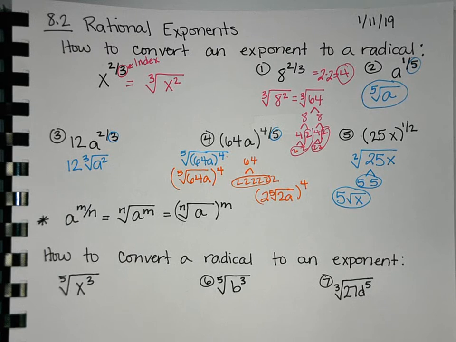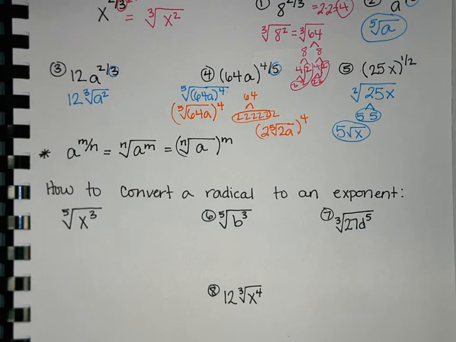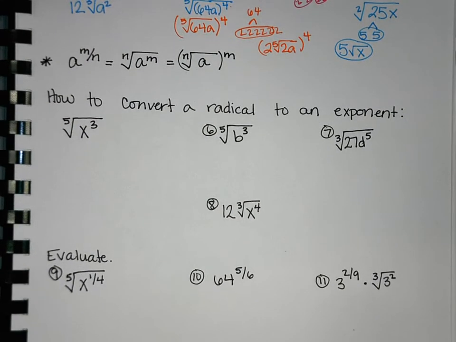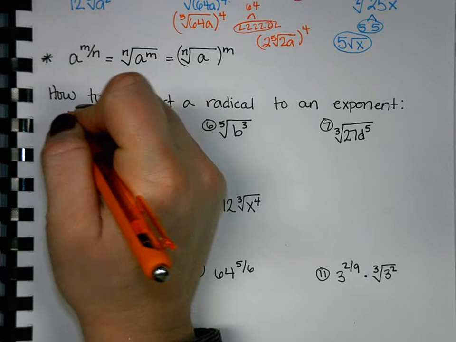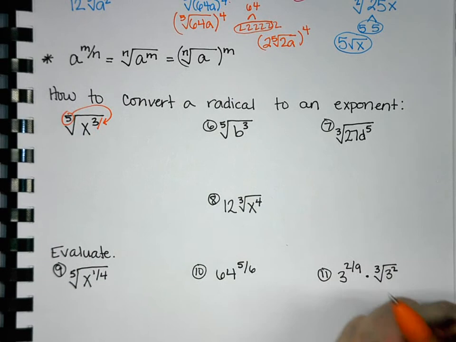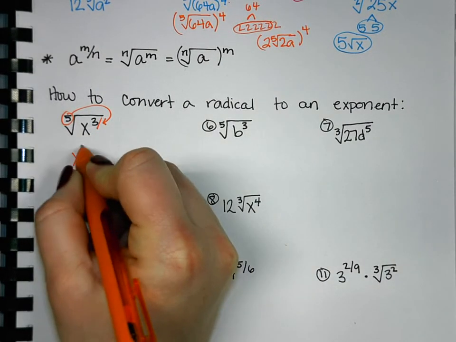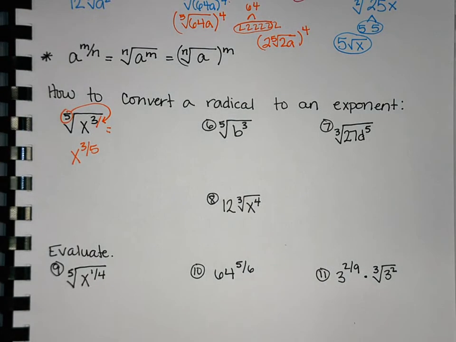Okay, any other questions before we move on to converting radicals to exponents? Okay. So converting radicals to exponents, we're going to be taking the index and bringing it around to be the denominator of our fraction. So this is going to equal x to the 3 over 5. When you do this, if you can reduce the fraction after you put the index in, reduce the fraction.